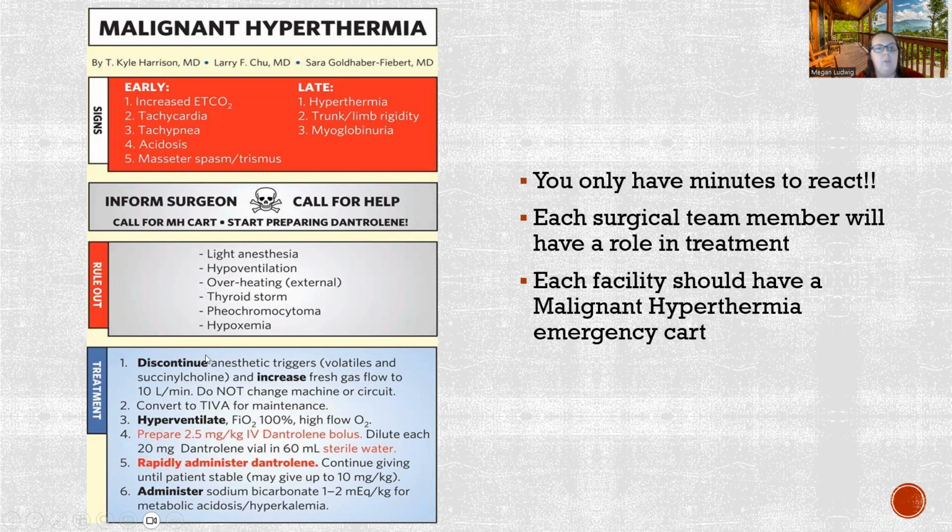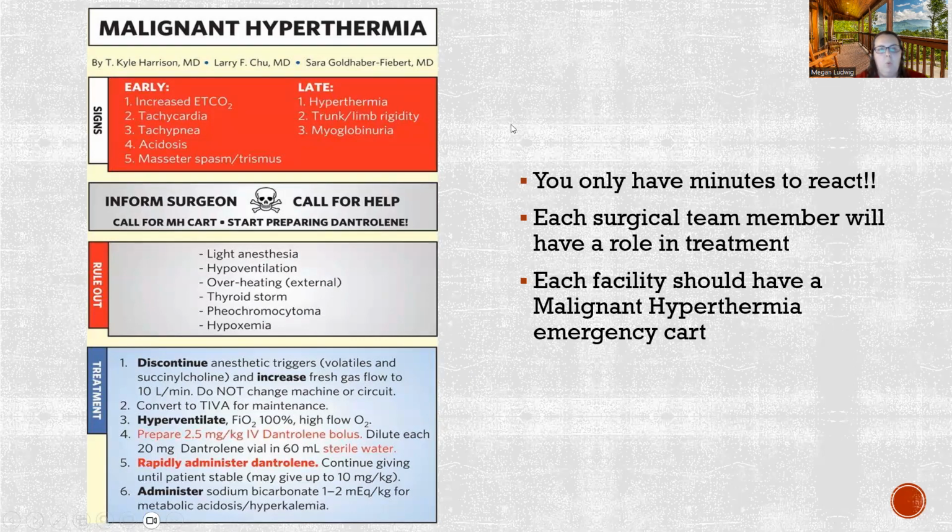So if they suspect that MH is occurring, the first thing they're going to do, anesthesia-wise, is discontinue those. They're going to also give 100% oxygen. And the next thing they're going to do is get a drug called dantrolene. Now, this is not just something anesthesia has to deal with. This is an all hands on deck situation.